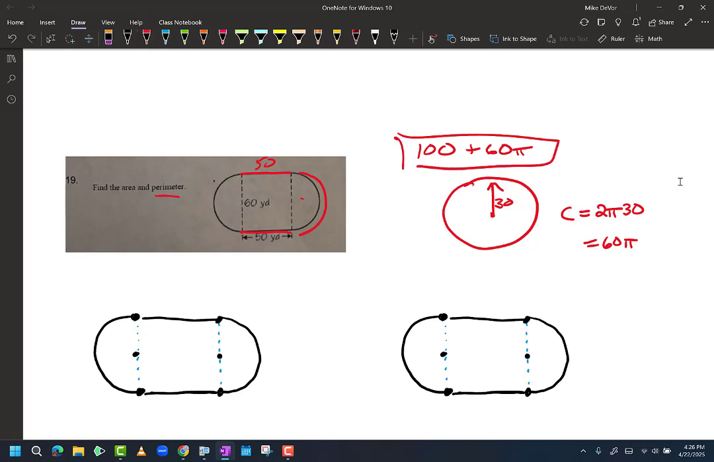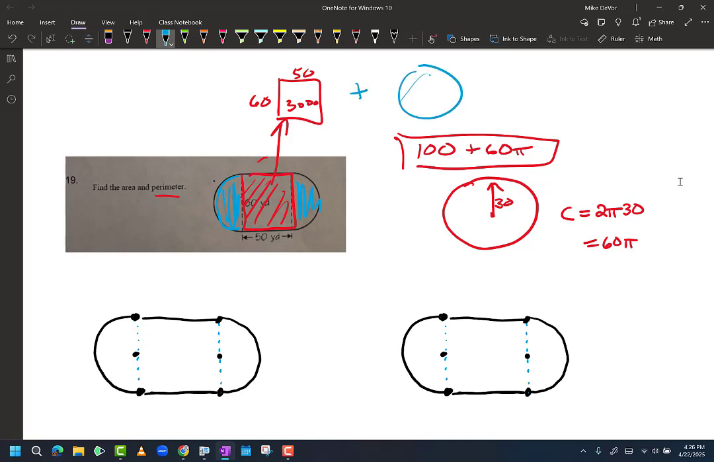Our area, coming back here, I have the area of this rectangle, which is 60 by 50. That's actually 3,000. Then I have these two, which is just a single circle. So I have the area of this plus the area of that circle that has a radius of 30. So we would just use area equals pi r squared.